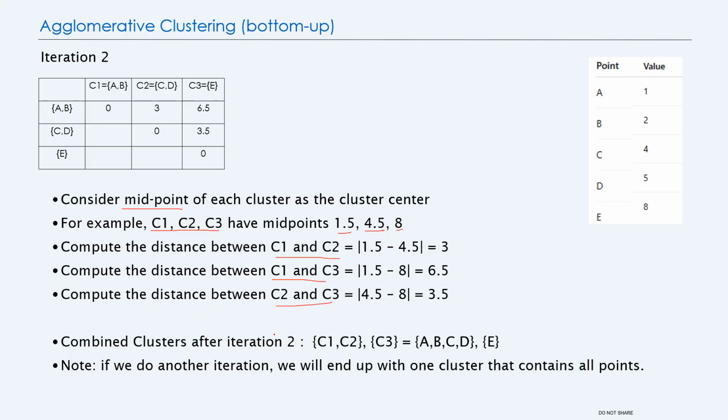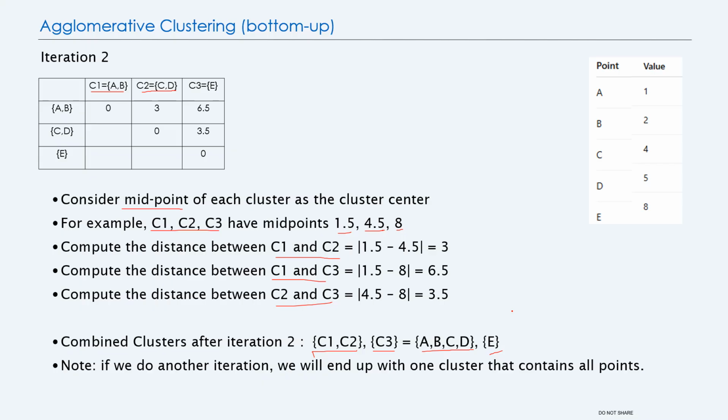So after combining, now we have to combine the closest clusters. So we will look at C1 cluster and C2 cluster. We see that C1 cluster is closer to C2 than to C3. Therefore, we combine C1 and C2 clusters. And then the C3 cluster is by itself. And now we have A, B, C, D, and E. So if you do another iteration, we'll end up with the one cluster that contains all the points.